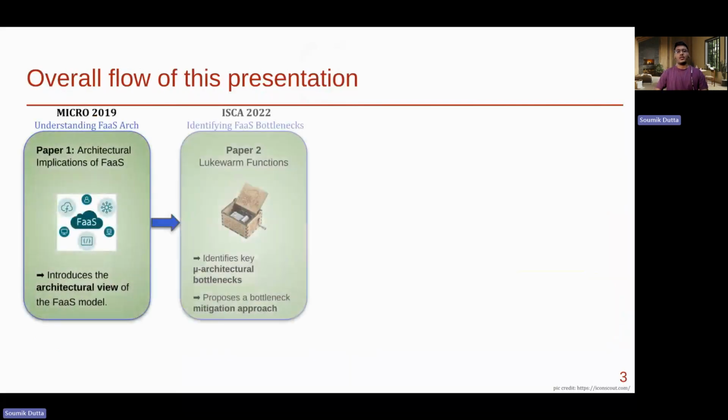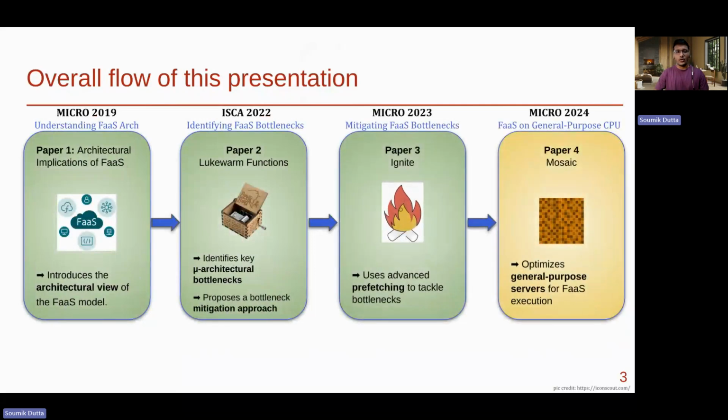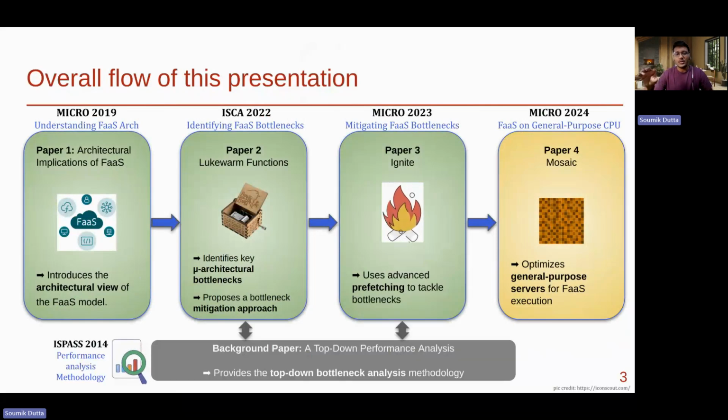And this is going to be the overall flow of my presentation, where we will start with understanding FaaS architecture. Then we will try to identify FaaS bottlenecks, that is, challenges. Then we will give mitigation strategies for overcoming those challenges. And finally, how to optimize FaaS to run efficiently on general purpose CPUs. And throughout this whole journey, in between, we will take help from a background paper while doing all the performance analysis.